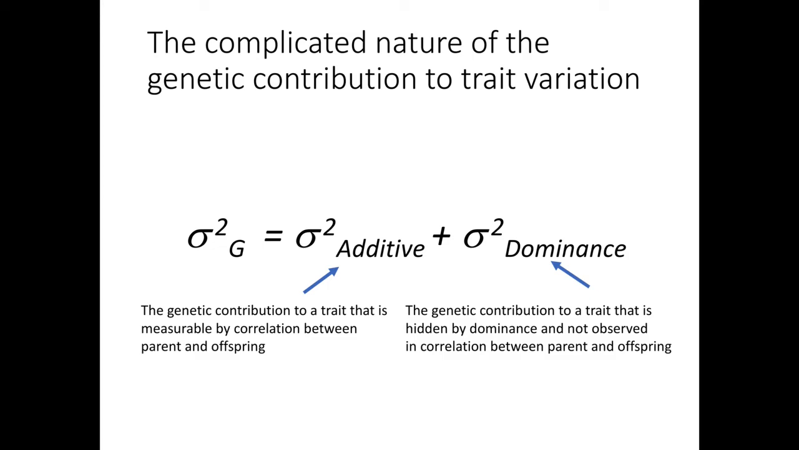This is what enables natural selection, and this is what enables efficient breeding: a correlation between parent and offspring. You have a bunch of parents, you select them, hope the offspring will have a similar phenotype, and the degree to which one is successful is determined by the additive component of variation. There's another component of variation, which is the dominance component, and this is the genetic contribution to a trait that is hidden by dominance and not observed in the correlation between parent and offspring. So an allele may completely determine the phenotype, but the dominance may obscure that.